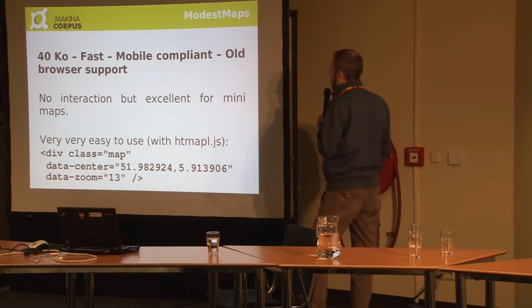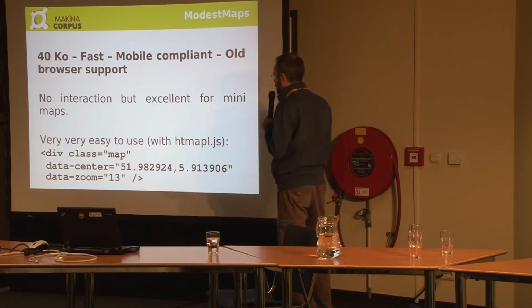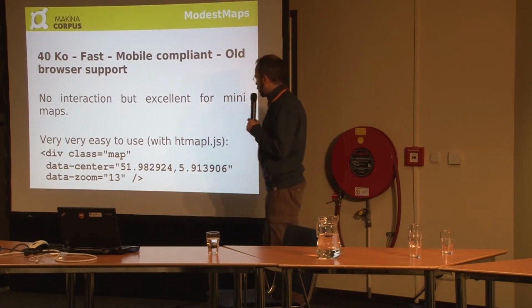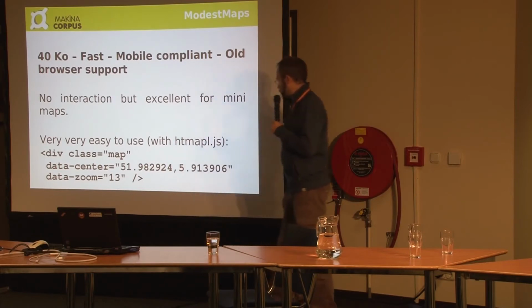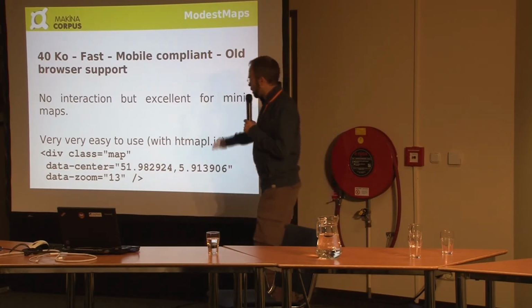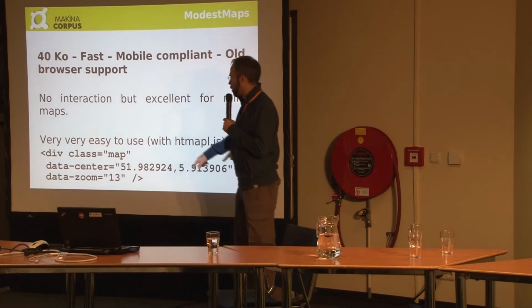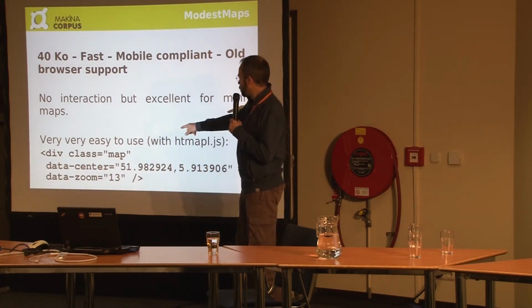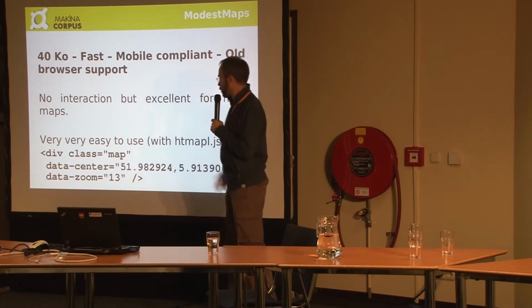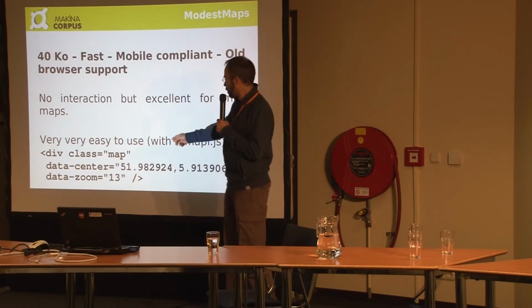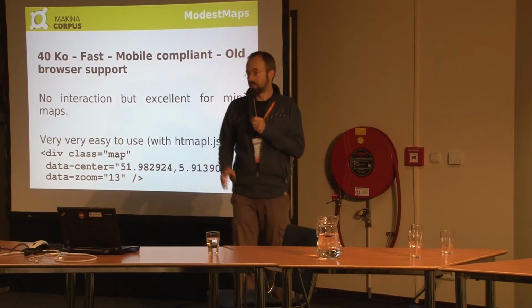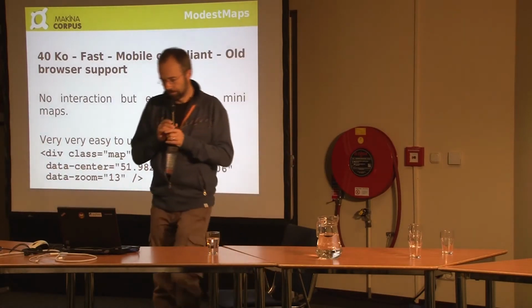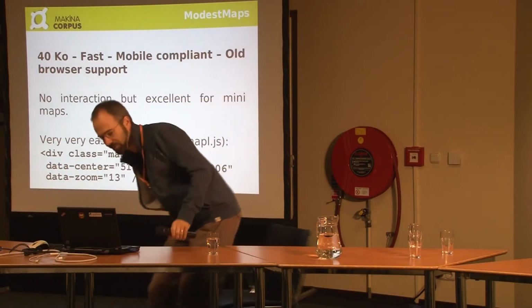Plus, it is very, very easy to integrate with an extra library, which is htmapl.js, which interprets just a markup and turns it into a map. So you have this markup, you use a class map, you set the center, the position, latitude and longitude, the zoom, and you get your map. Basically, that's it. Let me show you a demo. That's where it kind of broke. Okay.